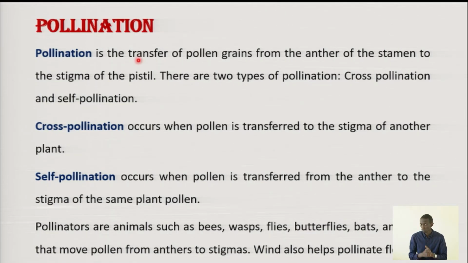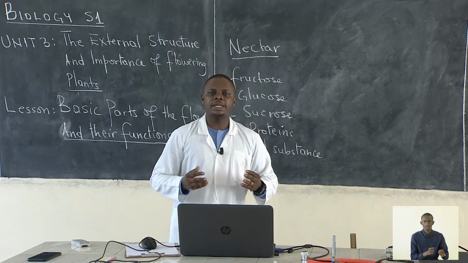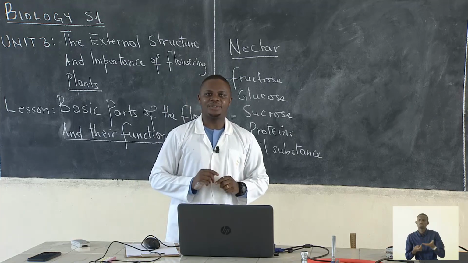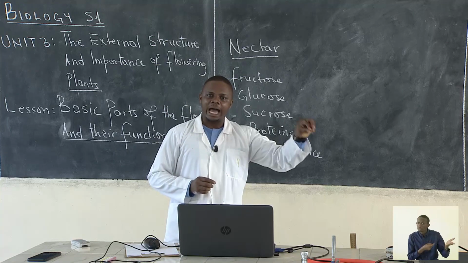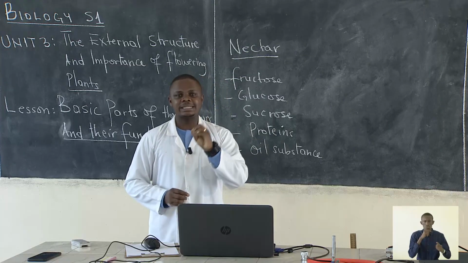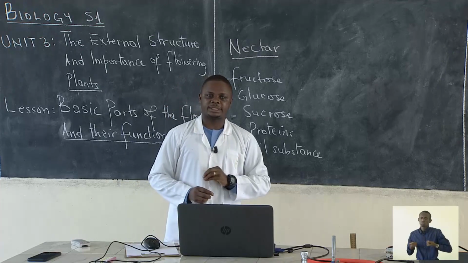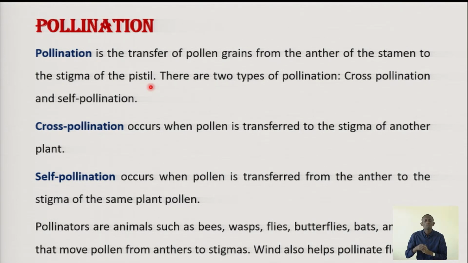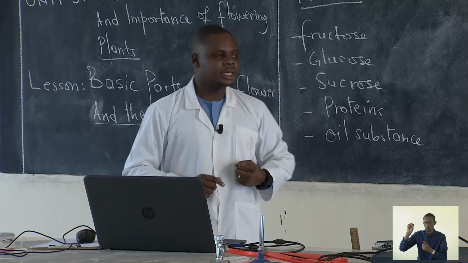Excellent. Pollination is the transfer of pollen grains from anthers of the stamen to the stigma of pistil. The transfer of pollen grains from anthers of the stamen or the male parts to the stigma of the female part or pistil. How many types of pollination do you know? We have two main types. We have cross-pollination. We also have self-pollination.